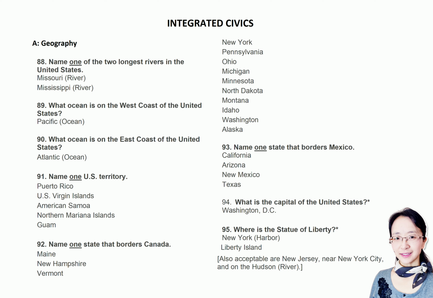Name one state that borders Canada: Maine, New Hampshire, Vermont, New York, Pennsylvania, Ohio, Michigan, Minnesota, North Dakota, Montana, Idaho, Washington, Alaska. Name one state that borders Mexico: California, Arizona, New Mexico, Texas. What is the capital of the United States? Washington, D.C. Where is the Statue of Liberty? New York Harbor, Liberty Island. Also acceptable are New Jersey, near New York City, and on the Hudson River.